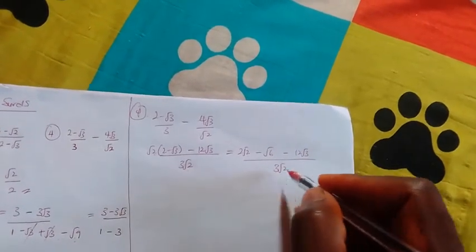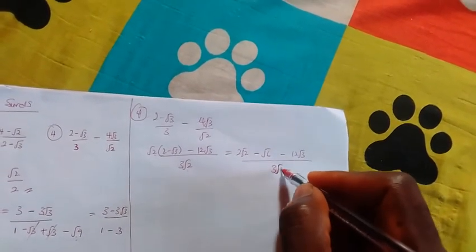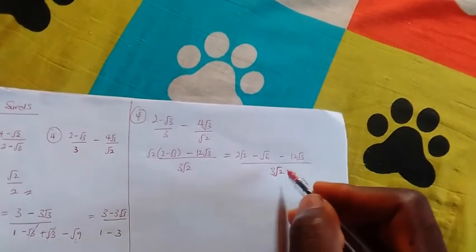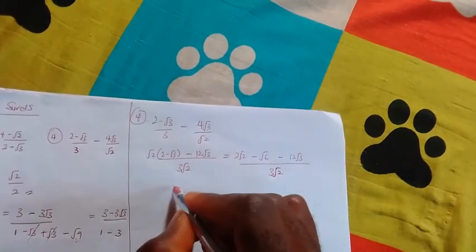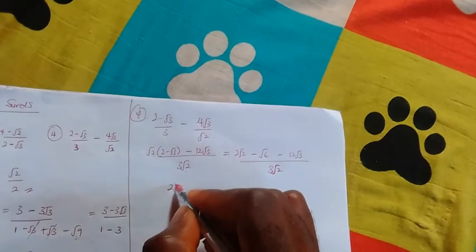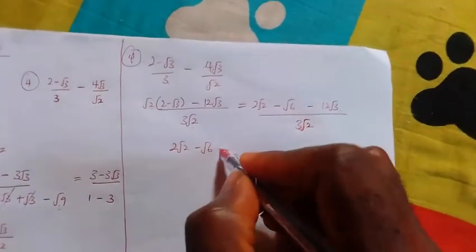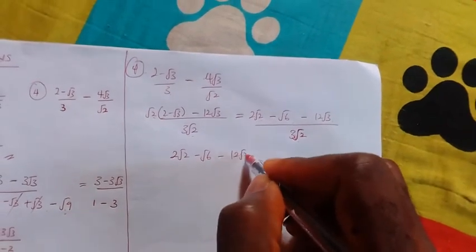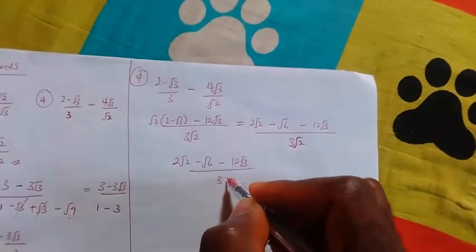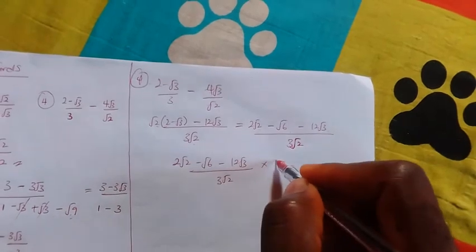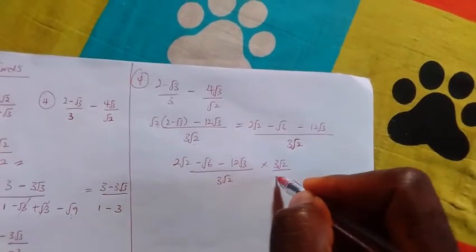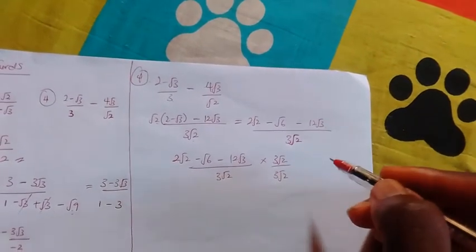Now we cannot stop here. Why? Because we have a root down here. Okay, we have a root down here. So what am I going to do in that case? It becomes what? 2 root 2 minus root 6, minus 12 root 3 over 3 root 2, times 3 root 2 over 3 root 2.